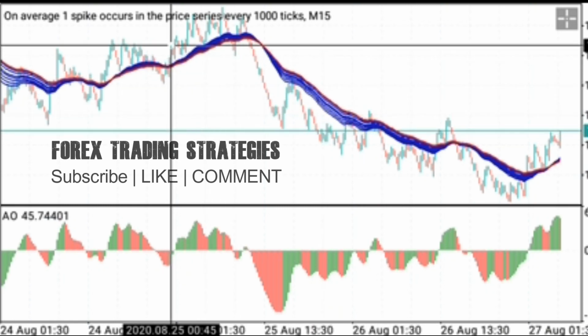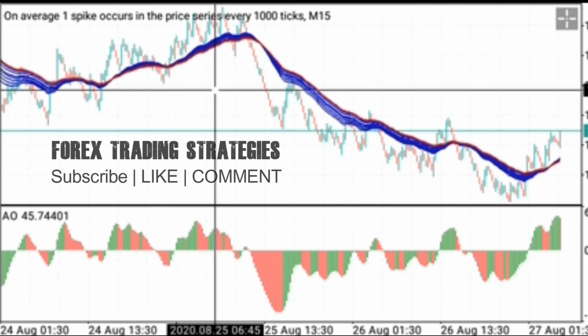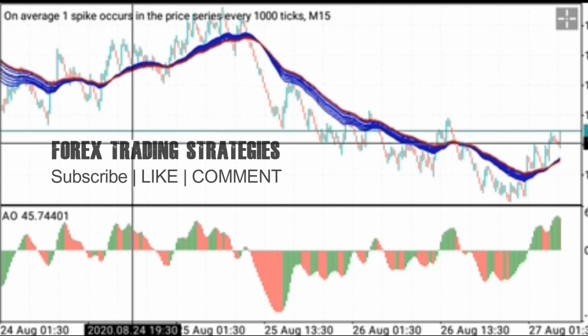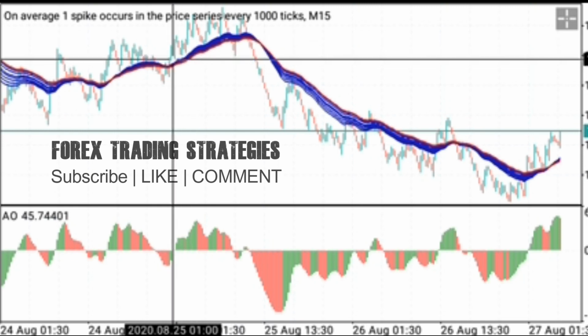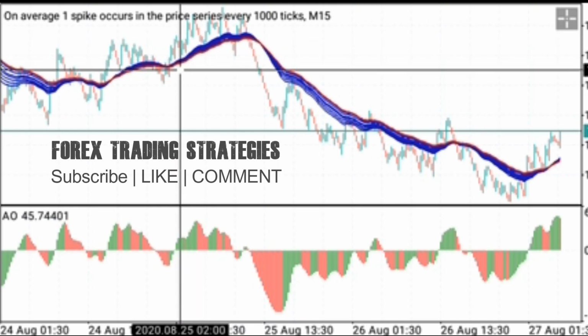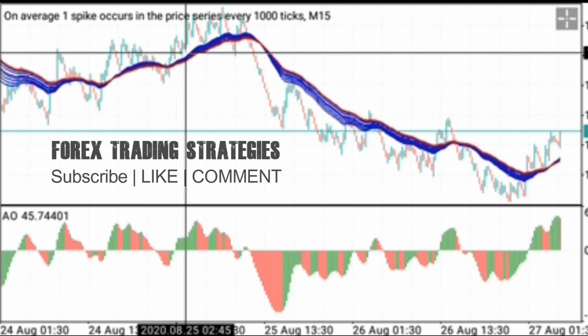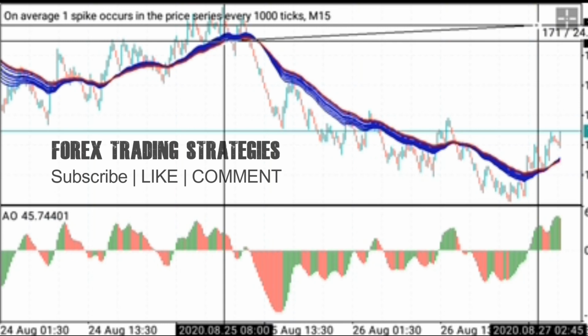Now we are looking for price to show its hand on the awesome oscillator. So price came down to there, and the awesome oscillator says we're still green, so we buy. We hold until price turns red.